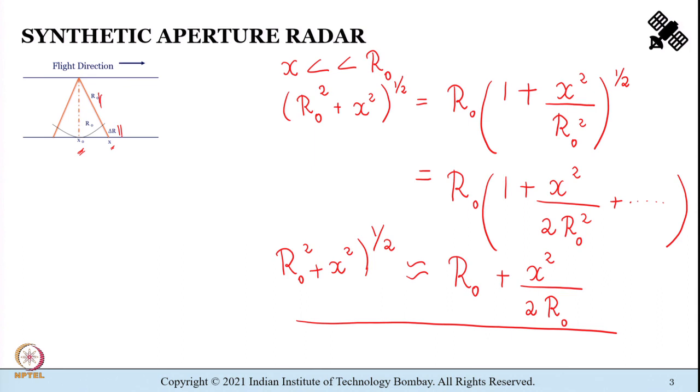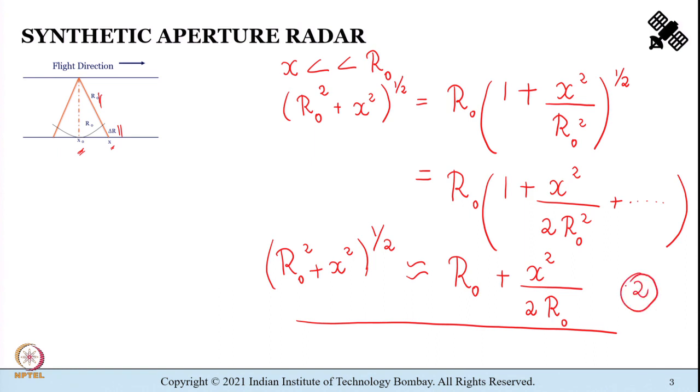I have squared both sides. Then I have used the binomial expansion to finally get an expression like this: (R naught square plus x square) raised to 1 by 2 is nearly equal to R naught plus x square by 2 R naught. So, let me call it as 2.